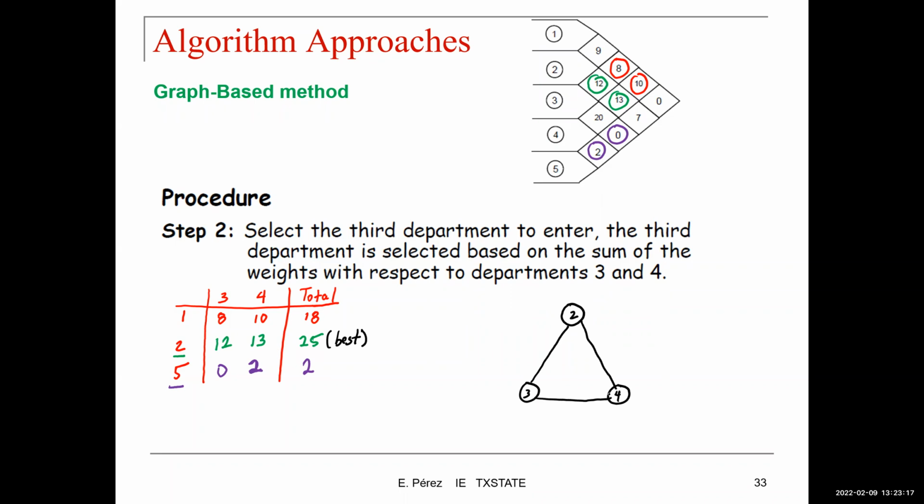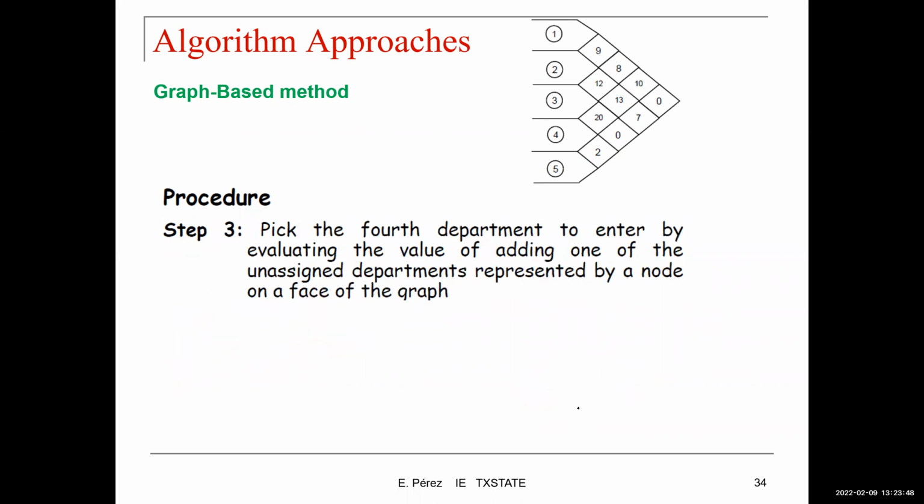So these three are close to each other, 12, 13, and 20. And now 2 will be part of the graph. The only 2 departments that haven't been assigned yet are 1 and 5. Okay, so let's do the next one. Can I move to the next slide? Okay. So do the same process.